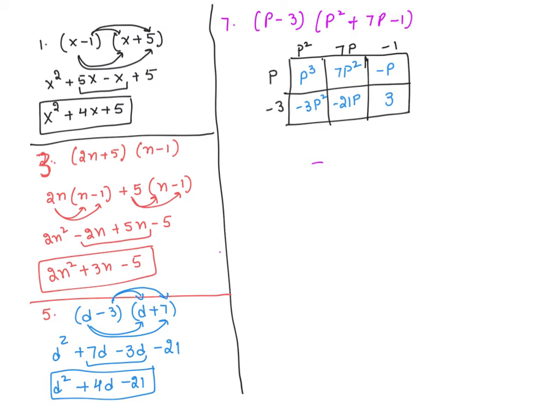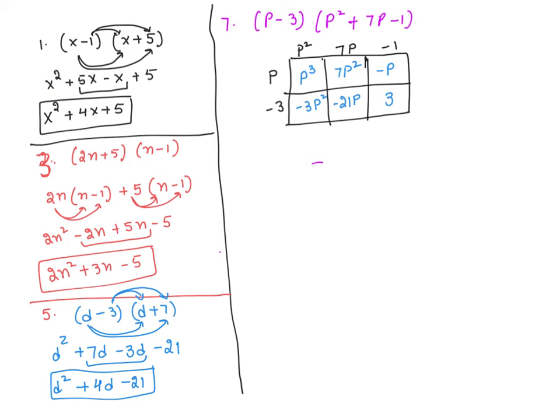So once you fill the box by using the pattern, this number multiplies with each one of them one by one and you write it over here. This number multiplies each one of them and you write it here. Then you're going to combine the like terms inside the box.